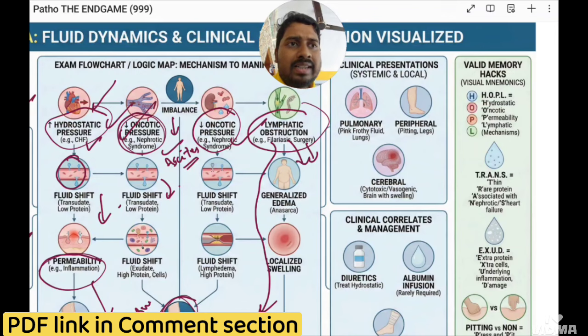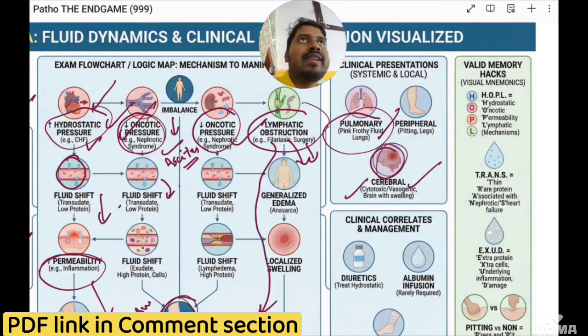There can be intra-organ edema also, for example pulmonary edema. Within the lungs, fluid buildup can occur. There can be cerebral edema also, because of cytotoxic or vasogenic causes, especially when there is brain injury, meningitis, or lesions within the brain.